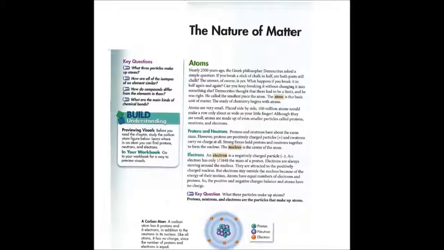Key question: what are the main kinds of chemical bonds? The main kinds of chemical bonds are ionic bonds and covalent bonds. Covalent bonding. In a water molecule, each hydrogen atom shares 2 electrons with the oxygen atom. So, each hydrogen atom is joined to the oxygen atom by a covalent bond.